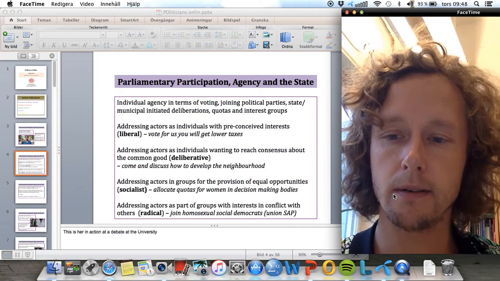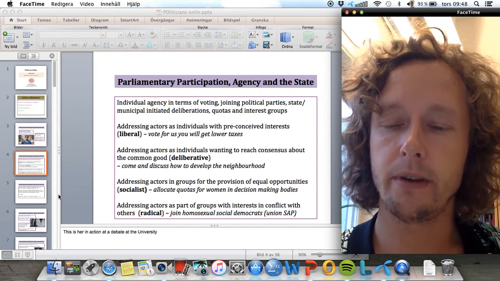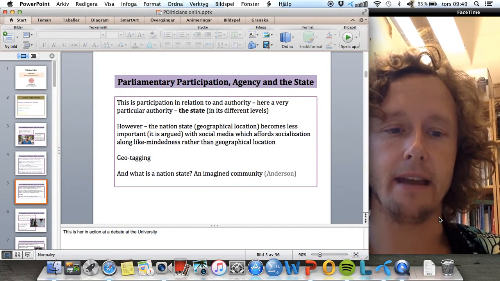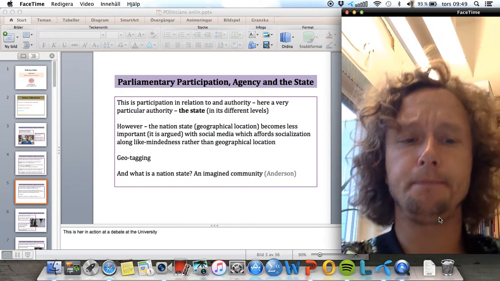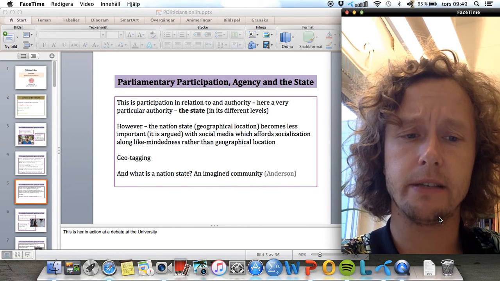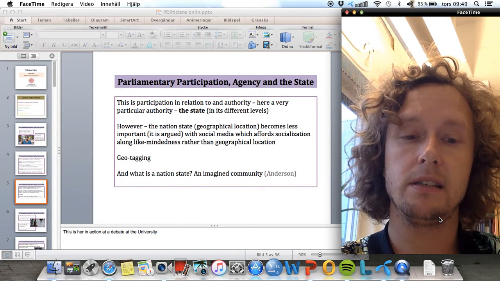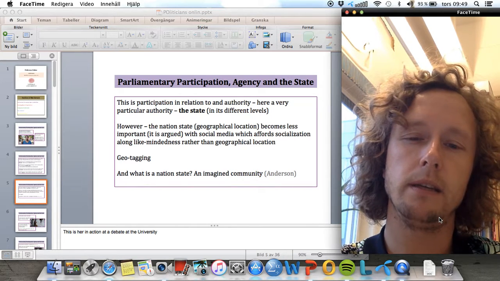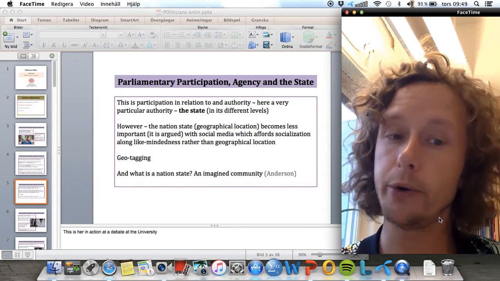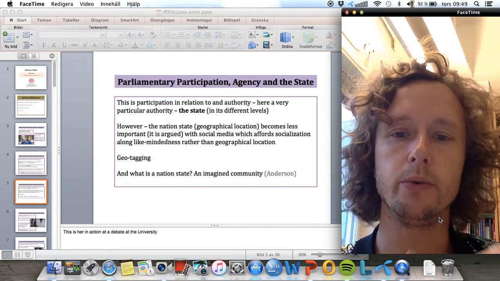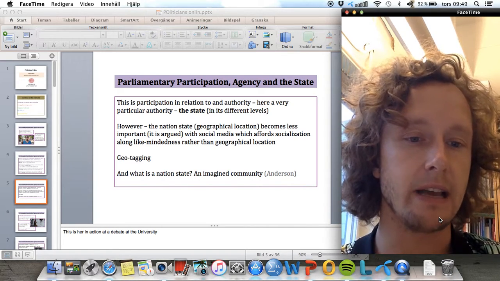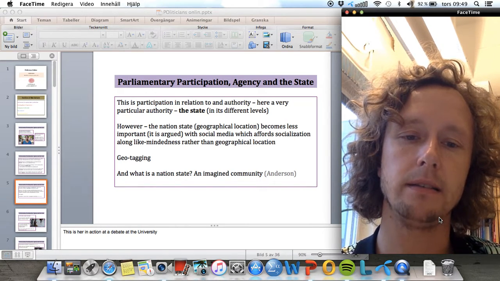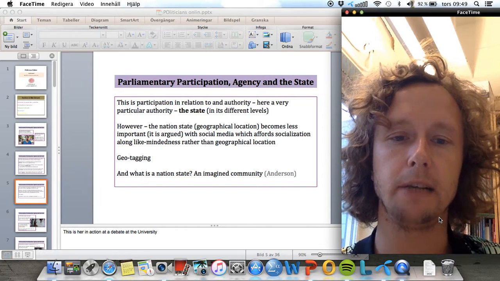Okay, so this goes a little bit back to what we have discussed in the previous lectures. In terms of the state, Carlos is particularly interested in this, and it's a huge question. The state here, or the parliament, as I wish to label it, is very present as the authority to which to direct claims or rights, and in relation to which participation is enacted. And I look at it at different levels here.